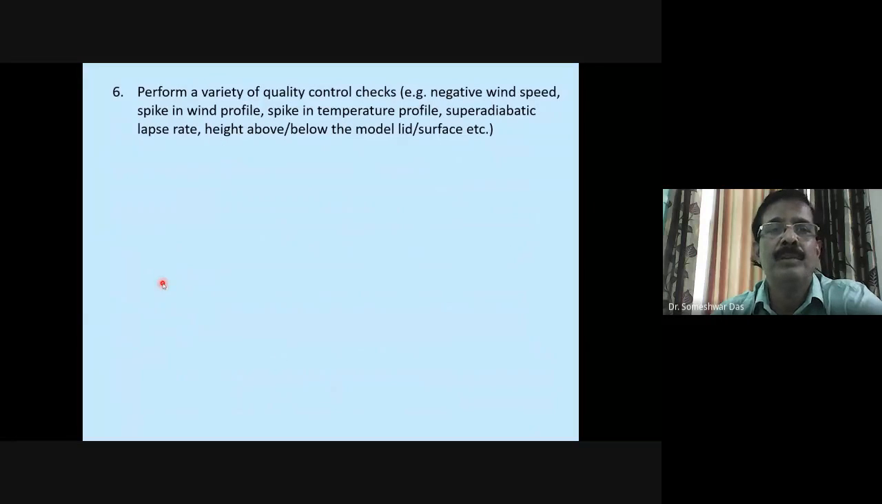Then it performs a variety of quality control checks. That is, it checks if there is any negative wind speed, which is not possible, right? Vector wind speed, I mean, because U or V can be negative, but vector wind cannot be negative. So it checks any negative wind speed, spike in wind profile, and a sudden increase.